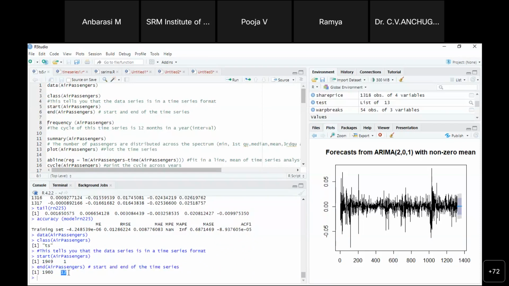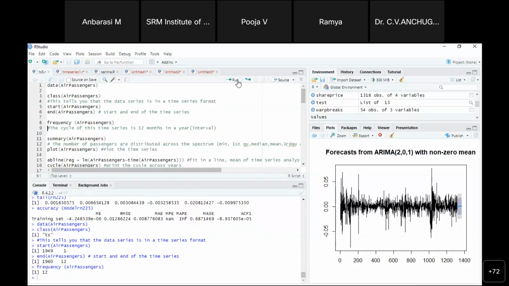The end date, the month is 12 months. Okay, so starting from the first month to the 12th month. Starting year is 1949 to 1960. After that, what we are going to do is check the frequency. How many months are we having? We have a frequency of 12, 12 months.